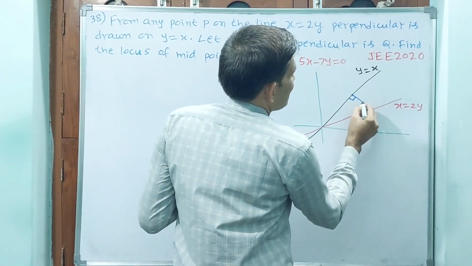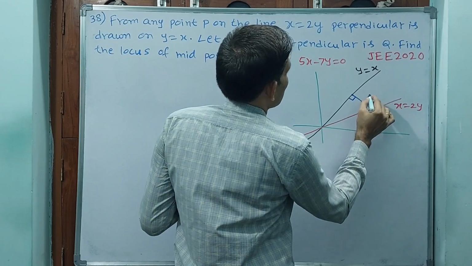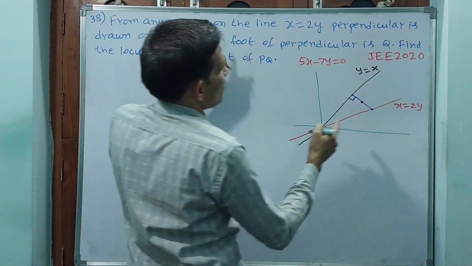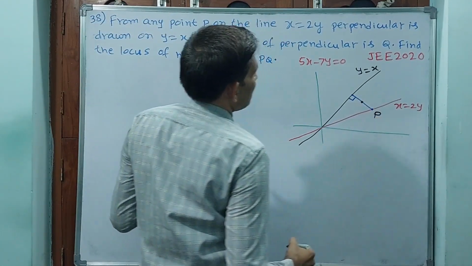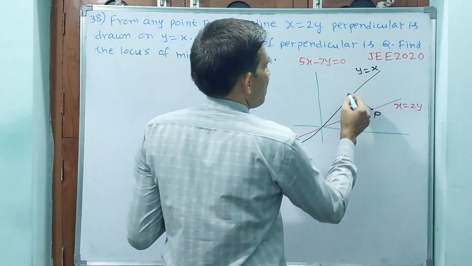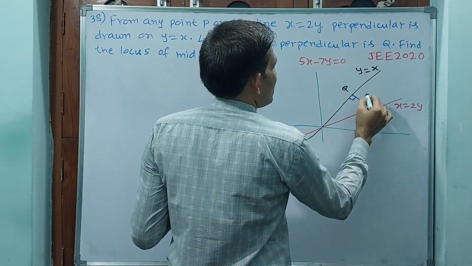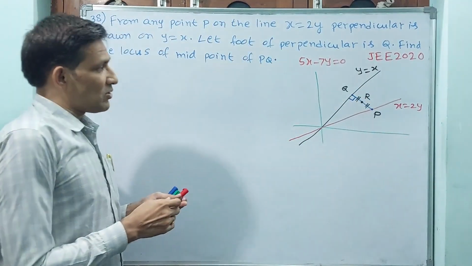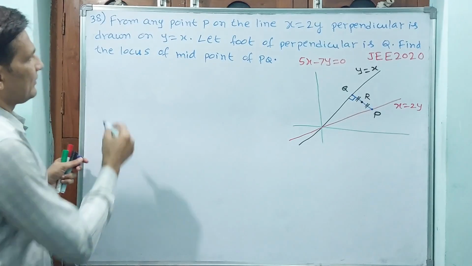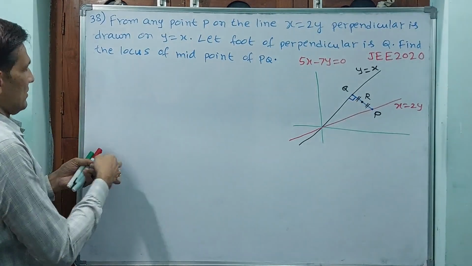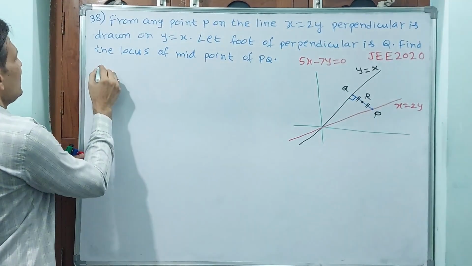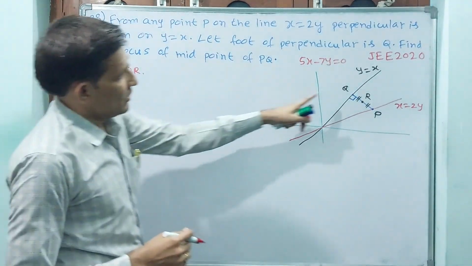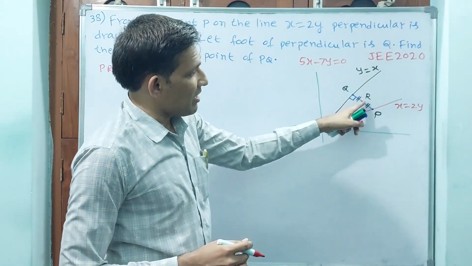This is the midpoint. They have given any point P on the line x is equal to 2y. This is P. Then I will take this as Q, and this as R. If I write like this, automatically PR is equal to QR. See, PR is equal to QR. Why? Because R is the midpoint.